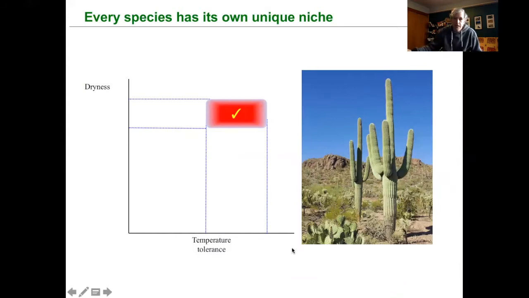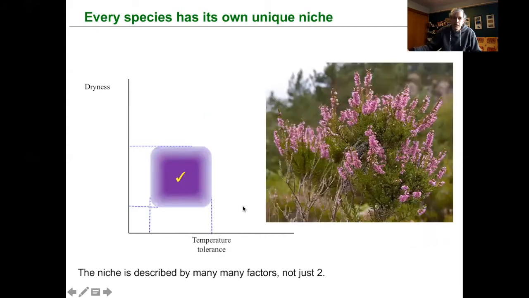So let's say, okay, here we have a cactus. Cacti, we know, have a very high temperature tolerance and a very high dryness tolerance. You compare that to something like heather from Scotland. There's not a lot of deserts in Scotland and it's certainly not that hot. So its temperature tolerance is much lower and its dryness tolerance is much lower.